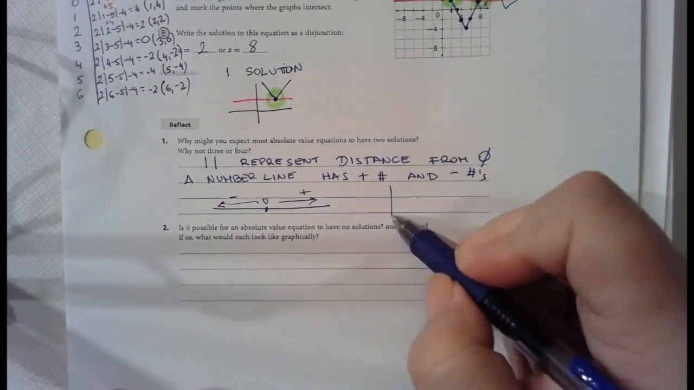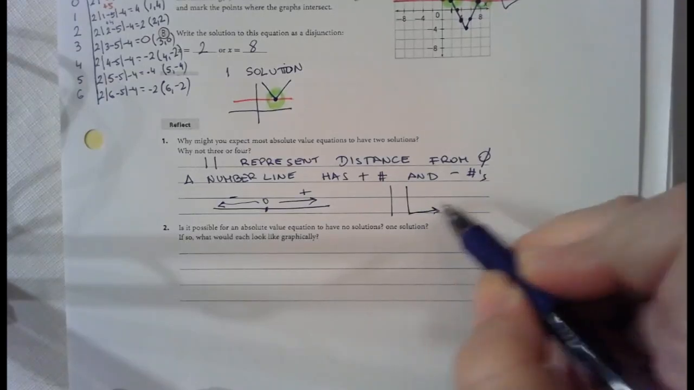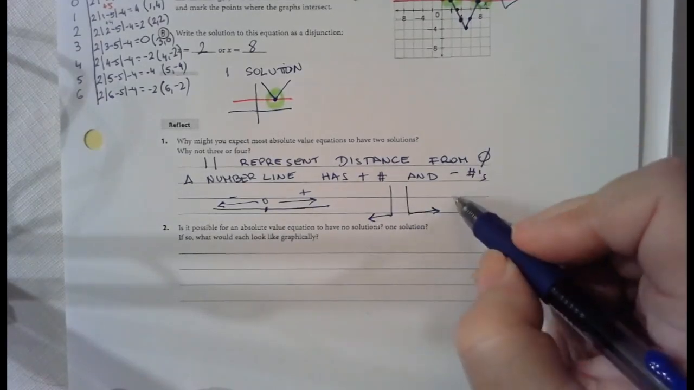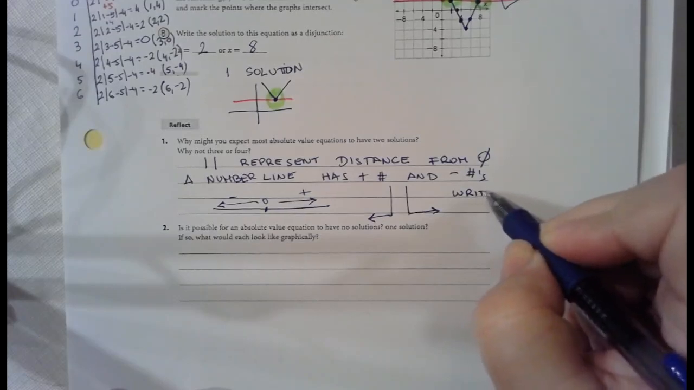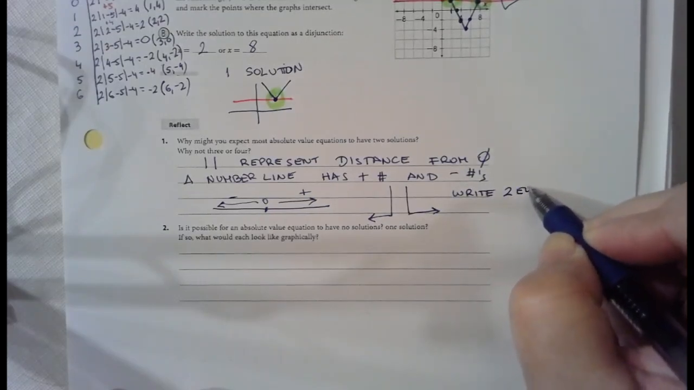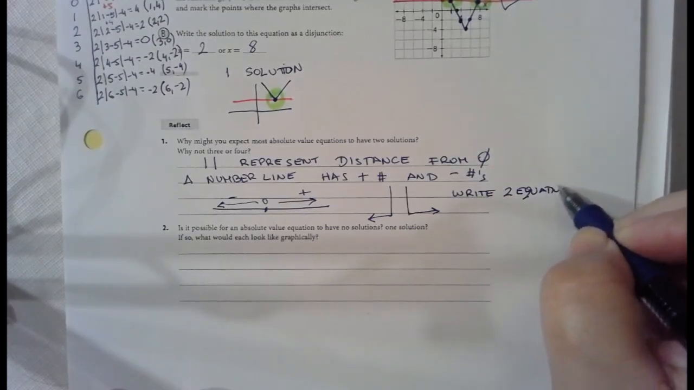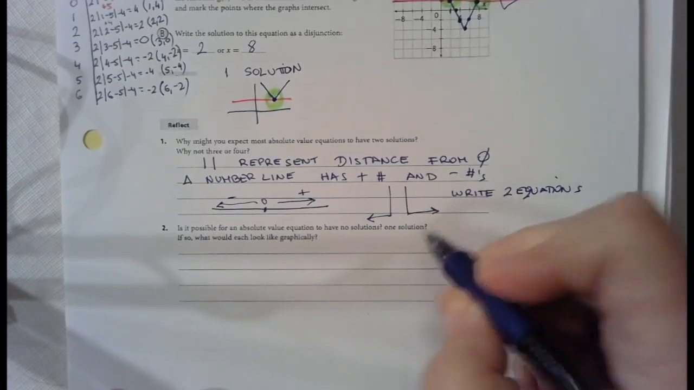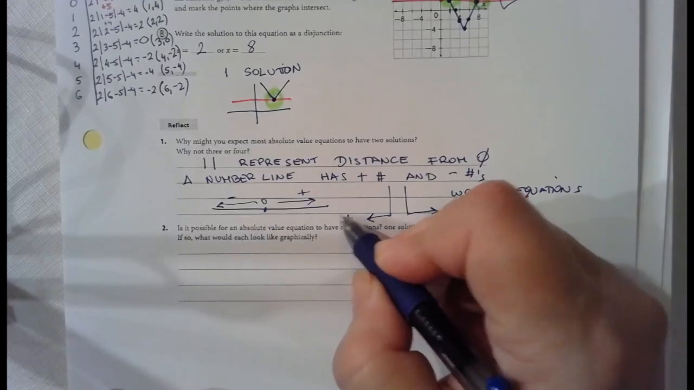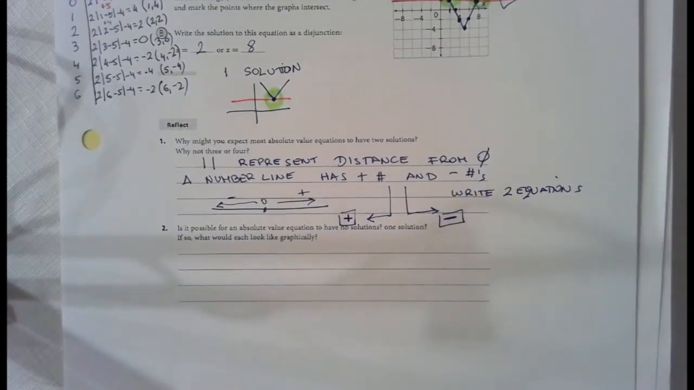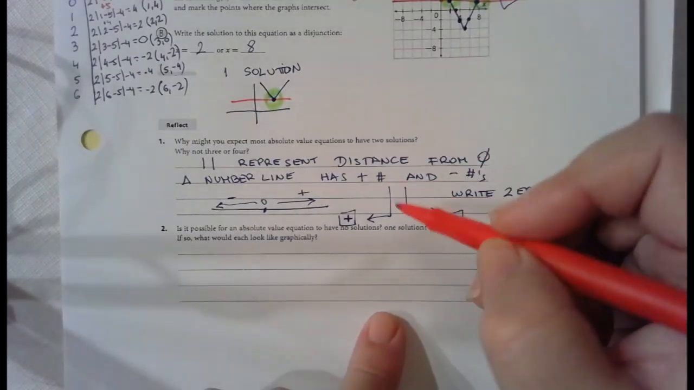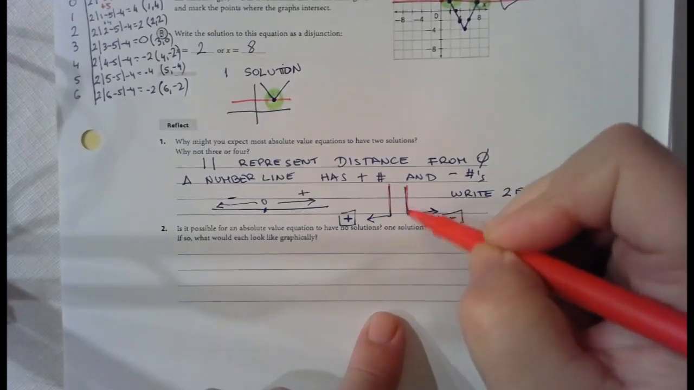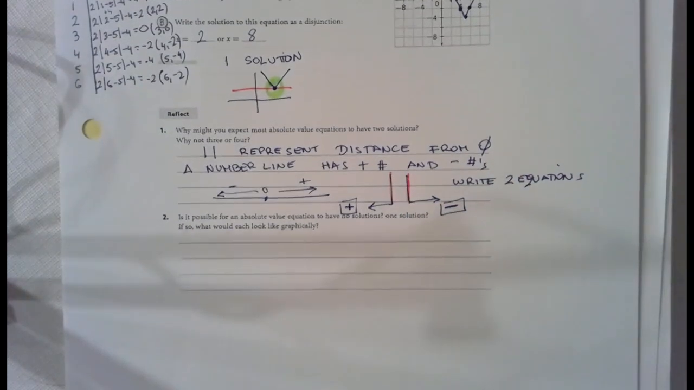And so when I open the floodgates, my castle gates, I'm going to write 2 equations, and one equation has a negative solution and the other equation has a positive solution, because remember, my absolute value represents the distance from 0.